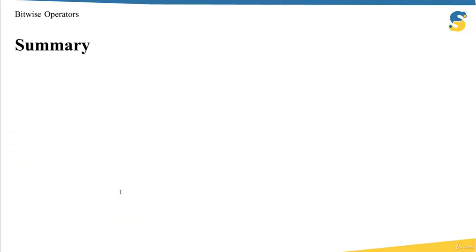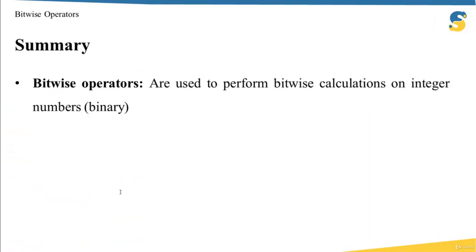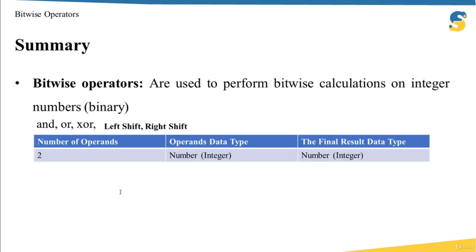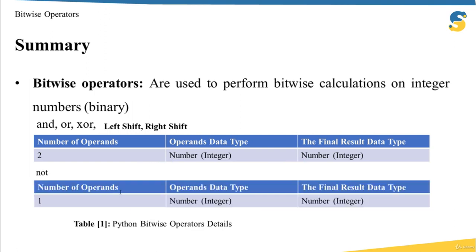Now let's summarize what we have learned in this lecture. First of all, bitwise operators have been defined, and as we see, these operators are used to perform bitwise calculations on integer numbers after we transform these numbers to the binary system. We see that for all of the operators except NOT, we have two operands, and these two operands should be integers, and the final result after we do the calculation is also an integer. For the case of NOT, we have only one operand, and it should also be an integer, and the result after we execute NOT is also another integer.